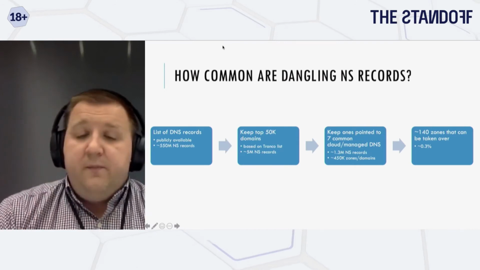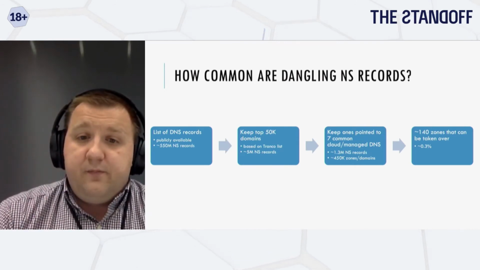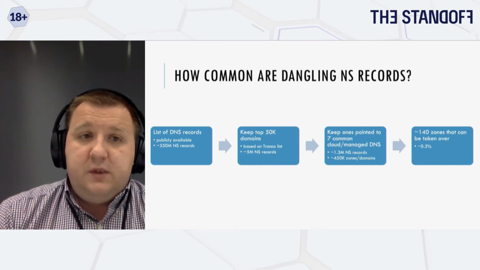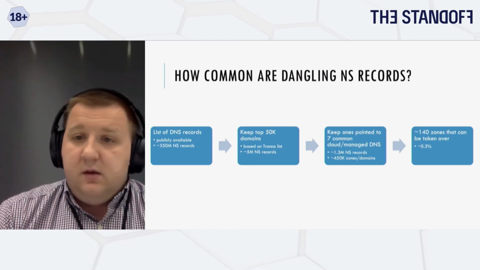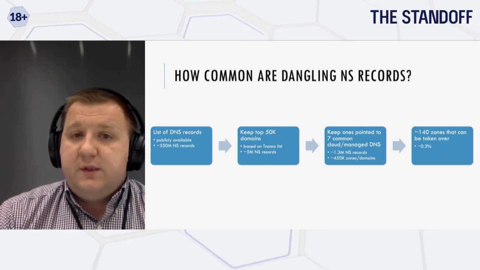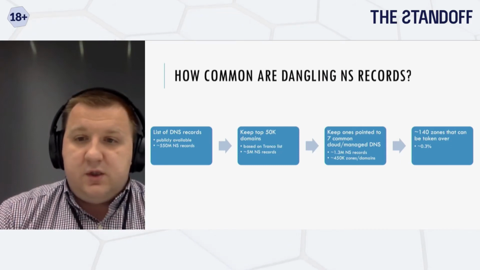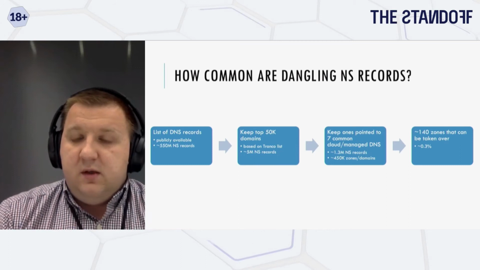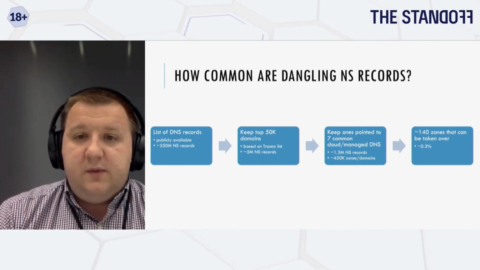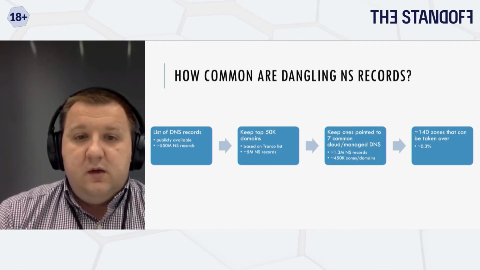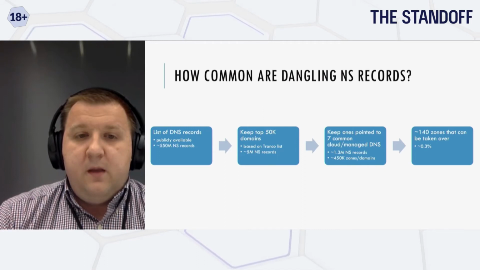What this means is that out of 450,000 zones, roughly 140 zones were available for the taking. I guess I got my percentages wrong here, and I offer my apologies for that. However, even that number is not good. It is not a negligible amount of zones.